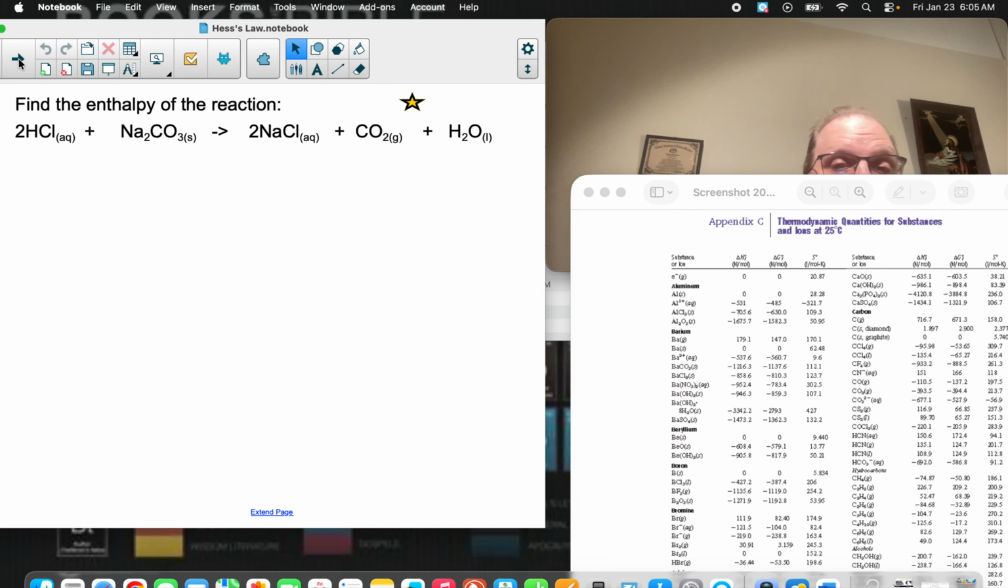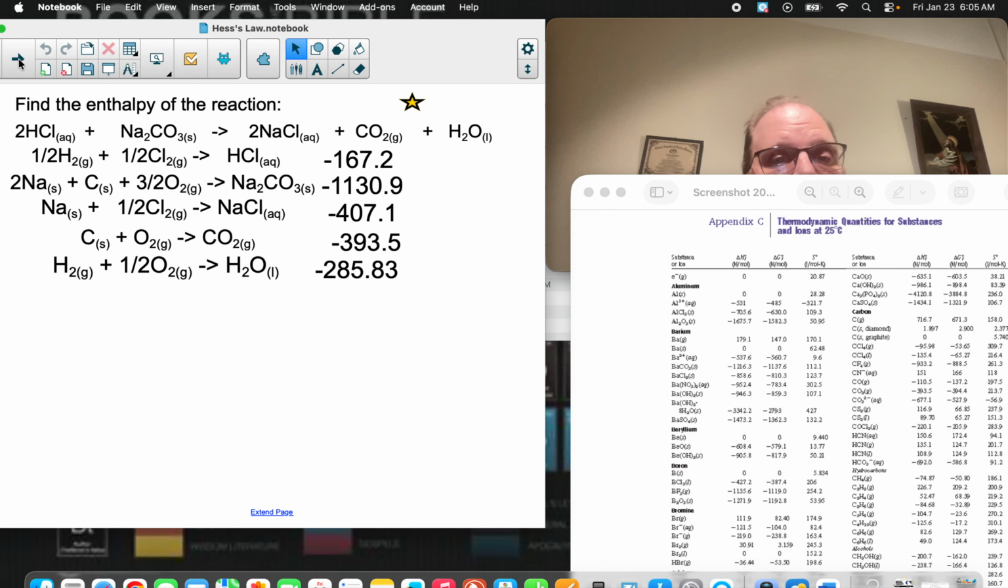HCl aqueous, balancing it up, half H2 plus half Cl2. For HCl, we're getting negative 167.2 from Appendix C. The other one's there for sodium carbonate, the value is negative 1,130.9. For sodium chloride, it's negative 407.1. Carbon dioxide, negative 393.5. And for water, again, it's liquid, so it's negative 285.83. I didn't put the kilojoules per mole there. We assume they're there. And again, if it was gas, it'd be a different value.